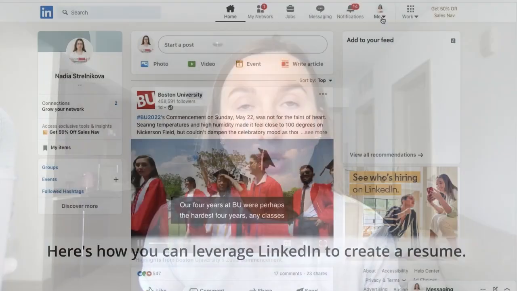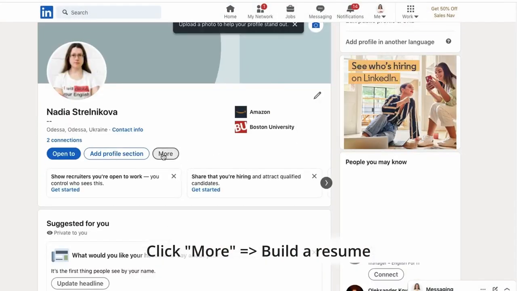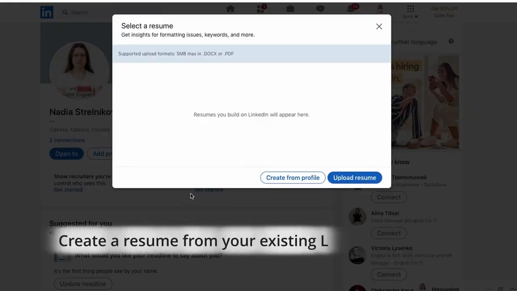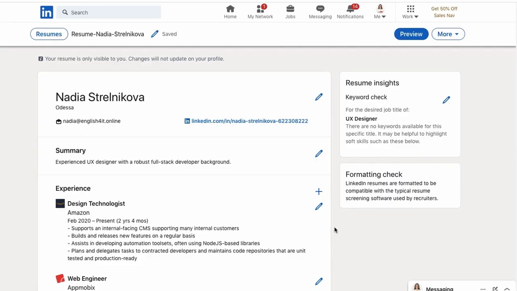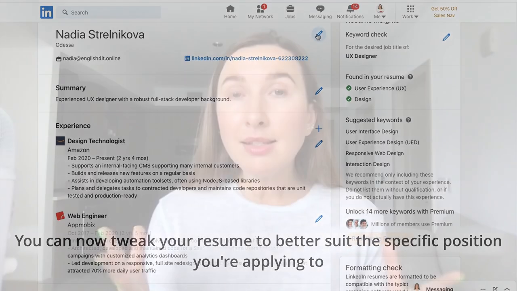In order to do so, this is what you do. Go to your profile, click more, build a resume, create from profile. You can change your resume a little bit to fit the specific role you're applying for, but other than that, no time wasted. You create a perfect LinkedIn profile and then a perfect resume is automatically created for you.